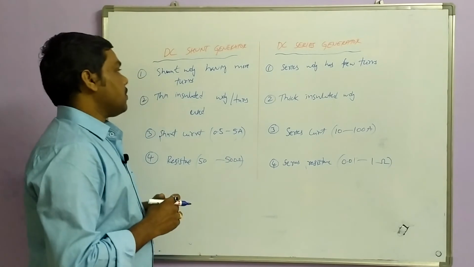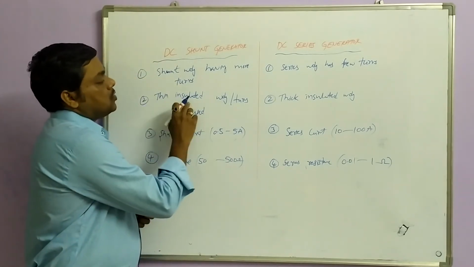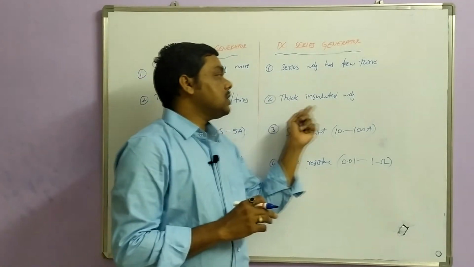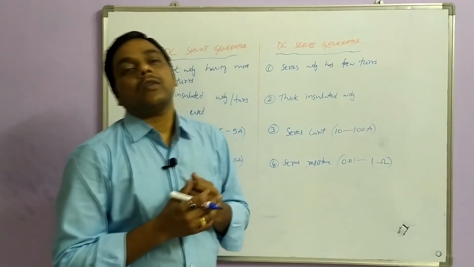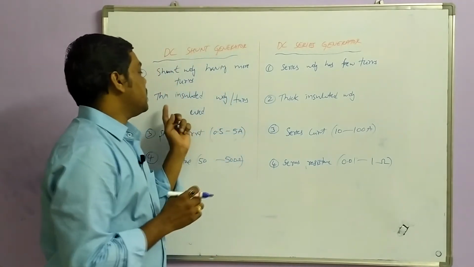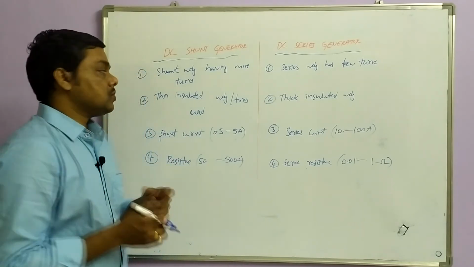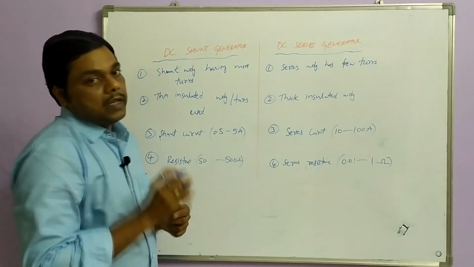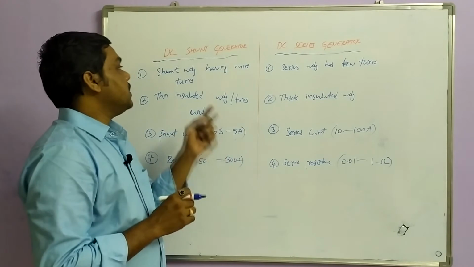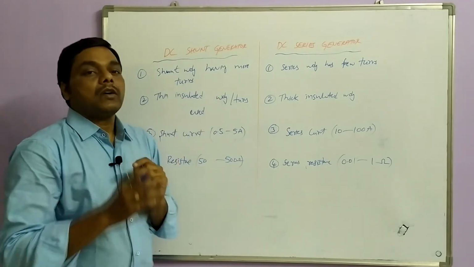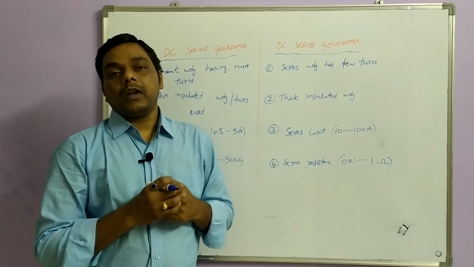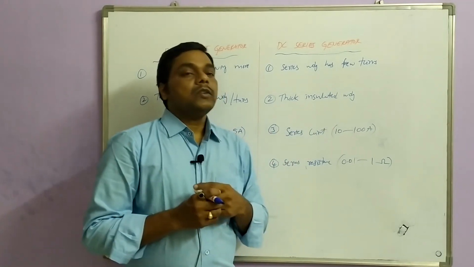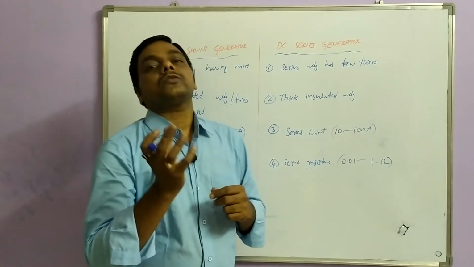whatever current is coming from the armature has to be carried by the series winding. Now the second point is that thin insulated wire is used for shunt windings, whereas thick insulated wire is used for series windings. Now what is the difference between thin and thick insulated wire? The thin insulated winding gives less cross sectional area, so it has more number of turns, but the cross sectional area of this conductor is very less.